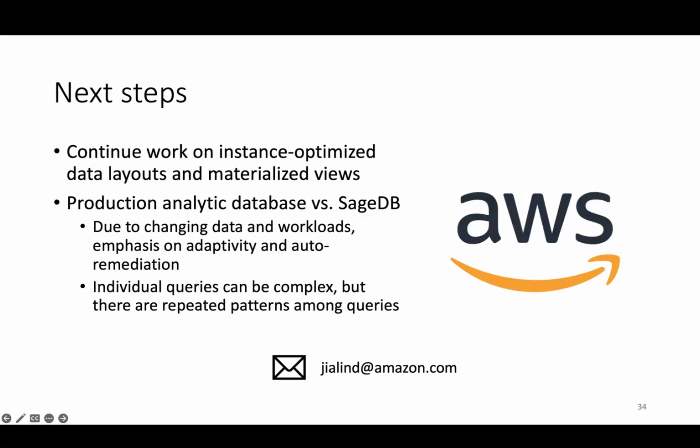And when comparing SageDB to production systems like Redshift, we found that data and workloads actually change quite a lot in practice. So in fact, around 50% of all commands in Redshift are inserts. So now there's quite a lot of emphasis on adaptivity and auto-remediation when designing new instance optimized components. We also found that while individual queries can be highly complex, there's actually a lot of patterns between queries, and around 80% of queries are repeated, which is great for instance optimization.